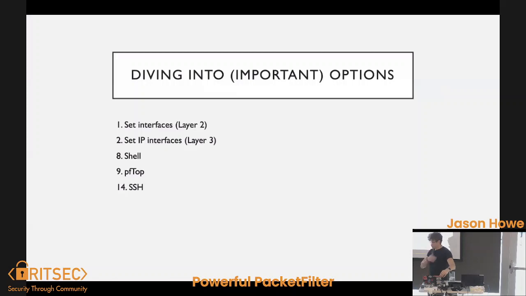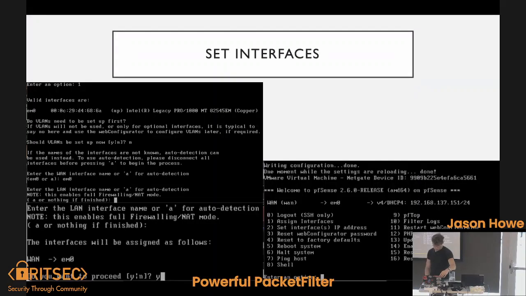So going into them a bit more, set interfaces: when you pick number 1 out of the options, you're going to be presented with the option to assign the actual NICs. A NIC is a network interface card. I know that word gets thrown around a lot, so that's what that means. It's basically the actual port on your computer.